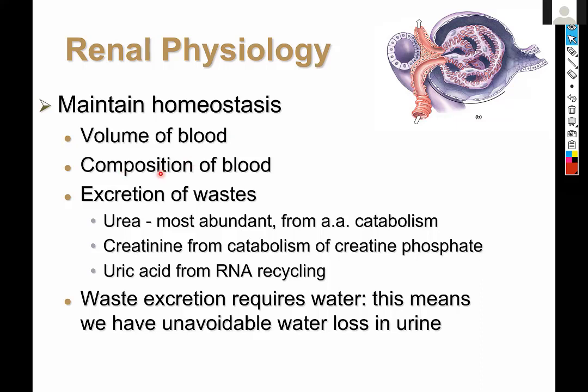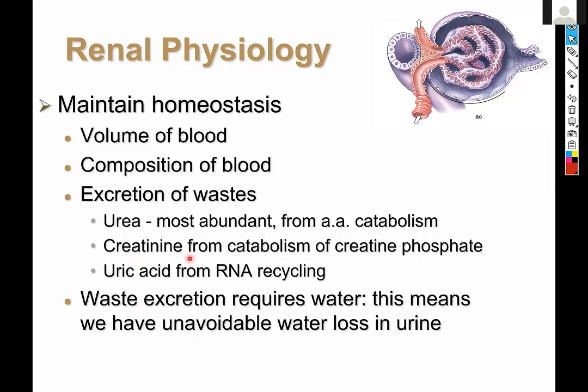Also composition of blood, so to what extent are ions preserved or excreted, so sodium and potassium being kind of major ions that are controlled by the kidneys, as well as protons, and excretion of wastes. Urea is most abundant, and that's from amino acid catabolism, so a lot of the stuff that we just talked about at the end of the digestive system.